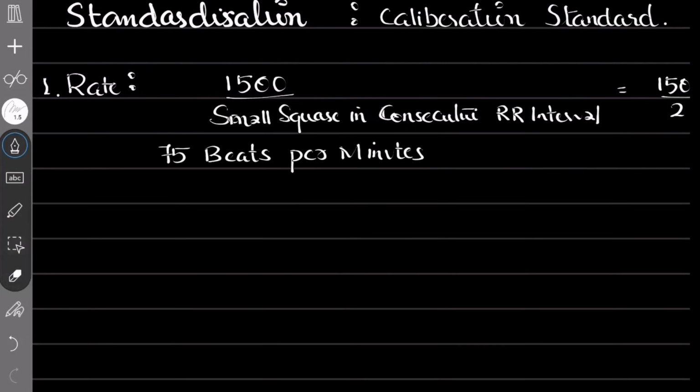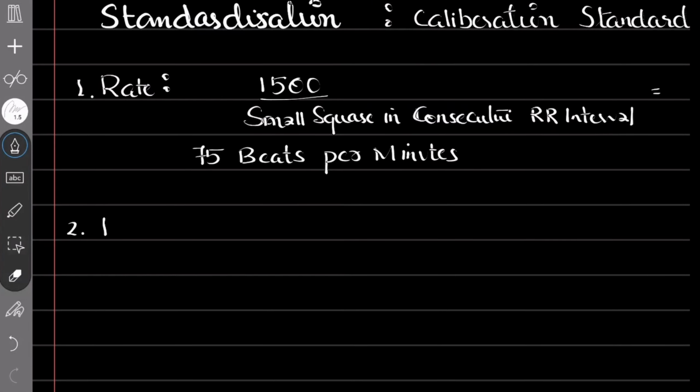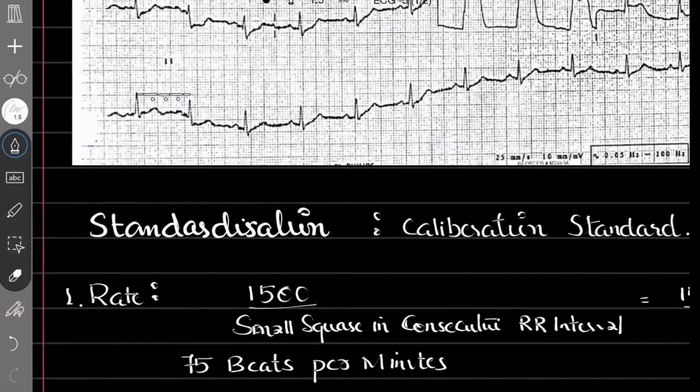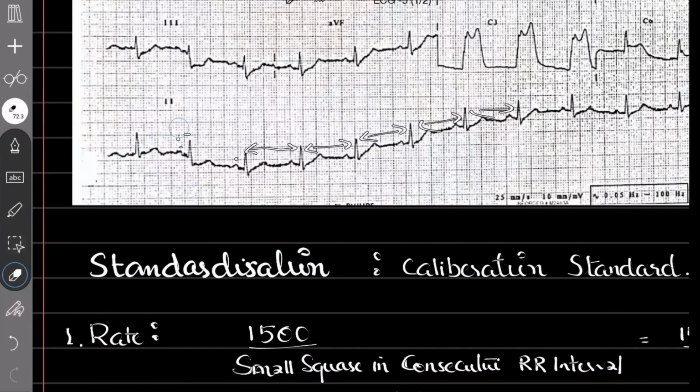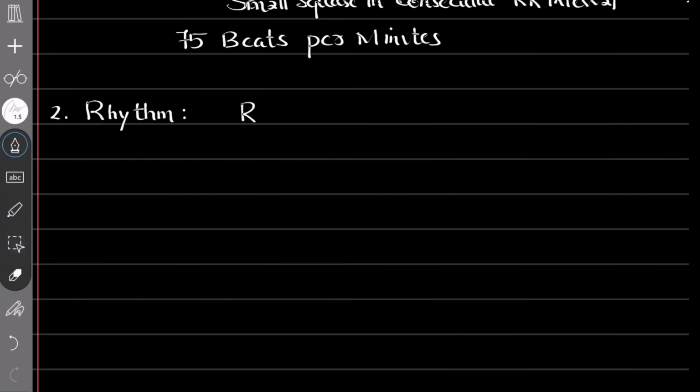Next comes the rhythm. You see there is a P wave following every QRS, a P wave following every QRS, and proper equal RR interval between all the peaks. So it's clearly a regular rhythm. Rhythm is regular.